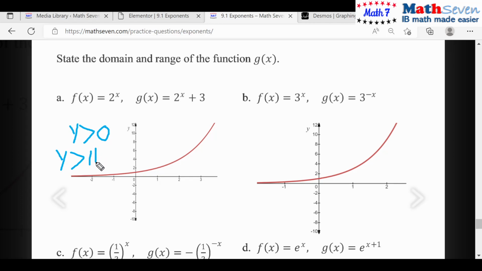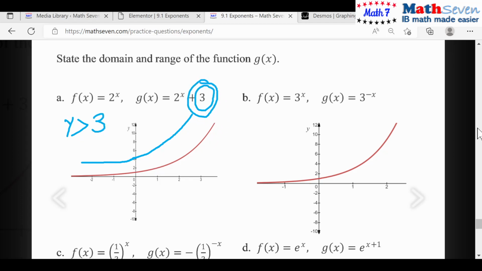Okay, let's look at this part, g of x. This is its graph. First it passes through here at 3 and keeps going upward, so y is greater than 3. Why is it greater than 3? Because this 3 is the horizontal asymptote. So the range is y greater than 3. Let's move to this question.